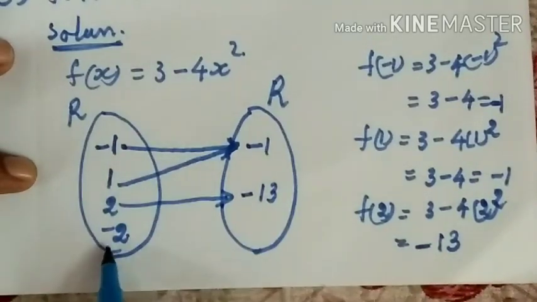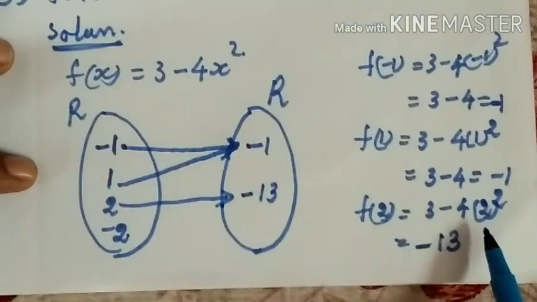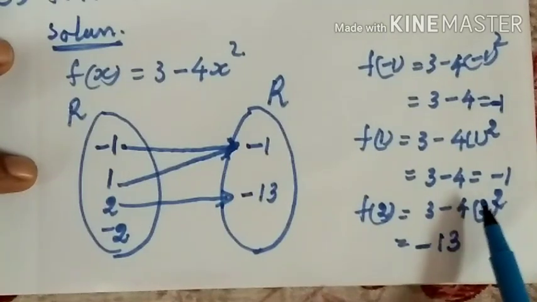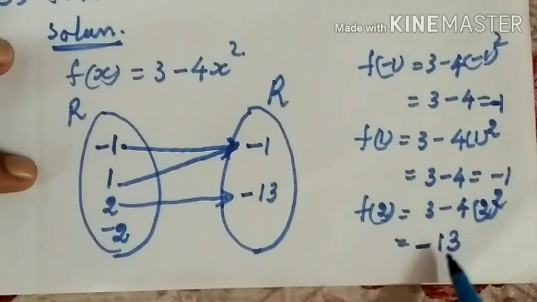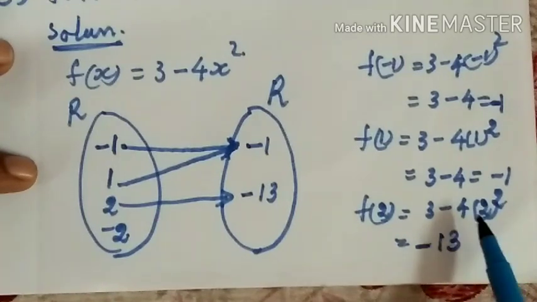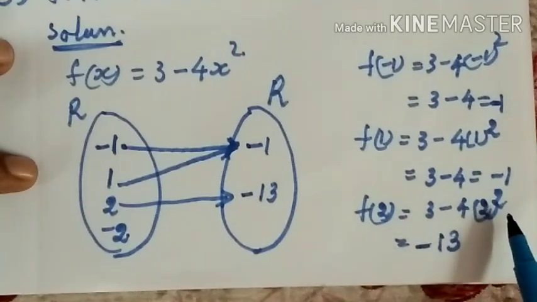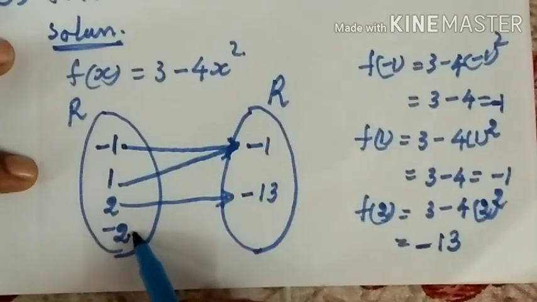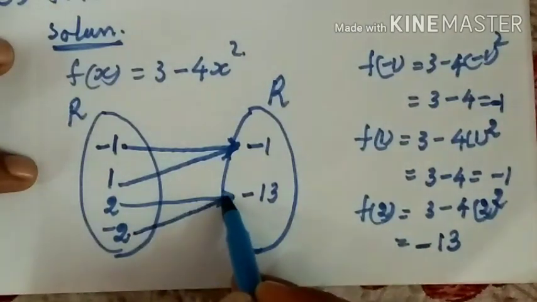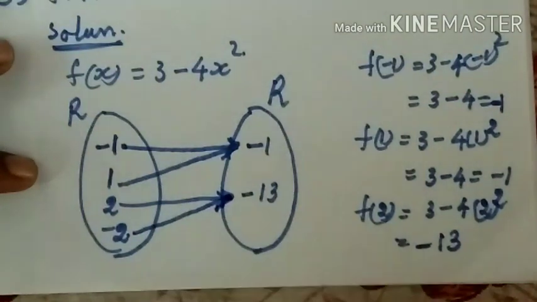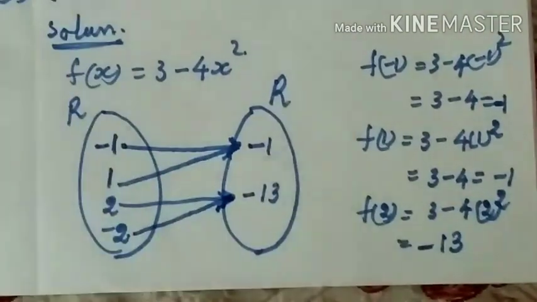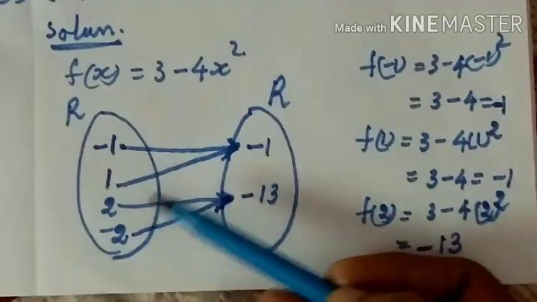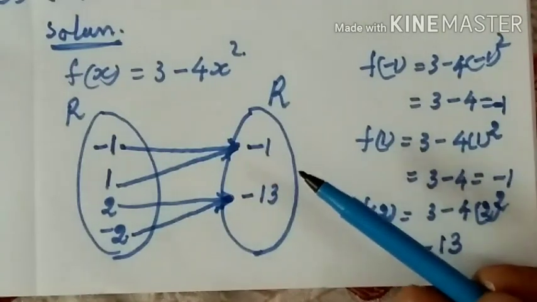Then next I will take minus 2. You apply minus 2 into minus 2, we also get plus 4. Then 4 into 4, we get minus 16. Then 3 minus 16 is also minus 13. Therefore, the image of minus 2 is also minus 13. So, from this arrow diagram, what do you observe? Two or more elements have the same image.